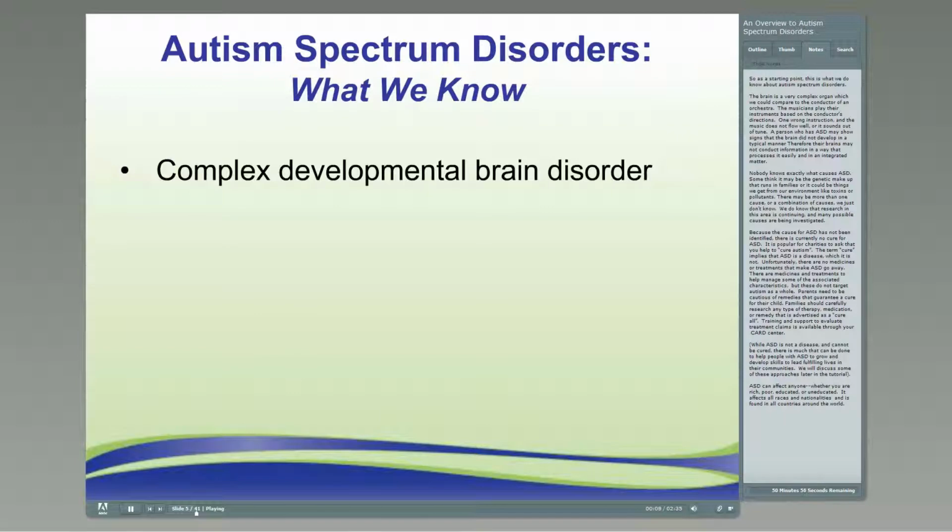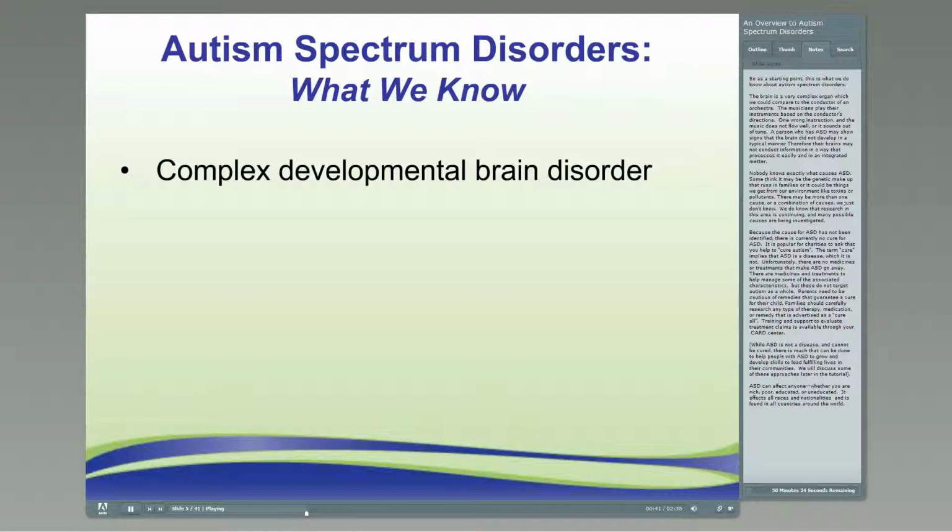The brain is a very complex organ which we could compare to the conductor of an orchestra. The musicians play their instruments based on the conductor's directions. One wrong instruction and the music doesn't flow well, or it sounds out of tune. A person who has autism spectrum disorder may show signs that the brain did not develop in a typical manner. Therefore, their brains may not conduct information in a way that processes it easily or in an integrated manner.